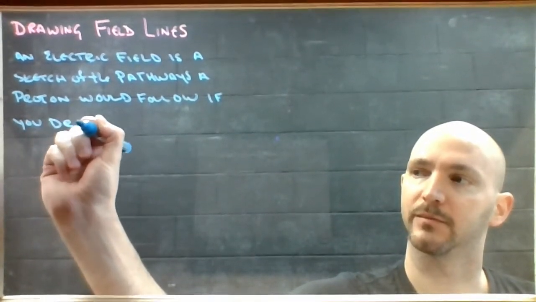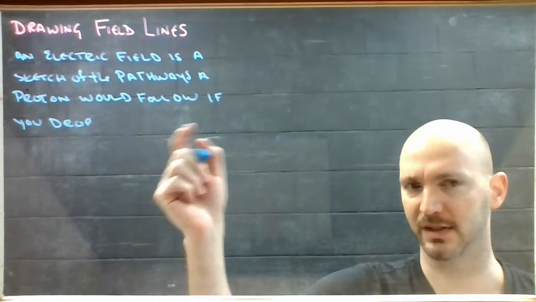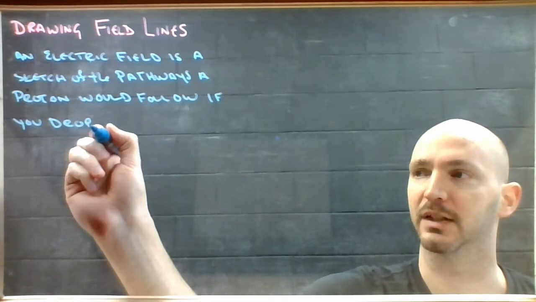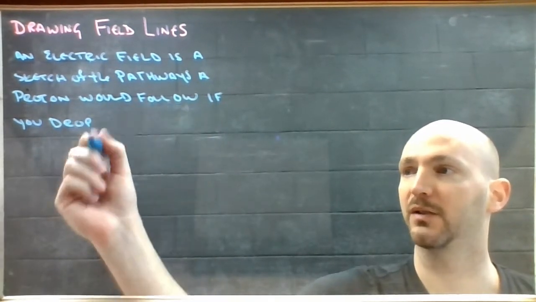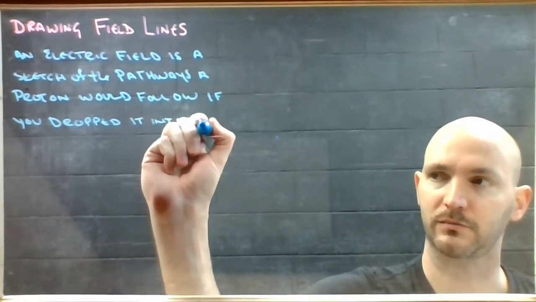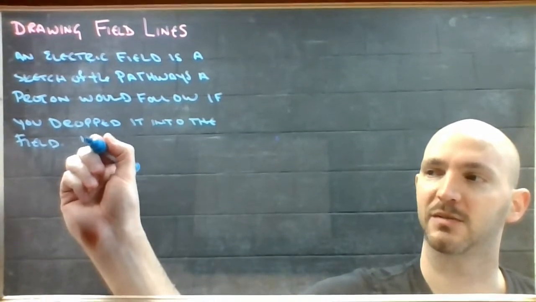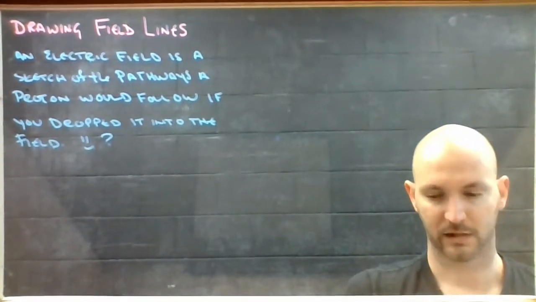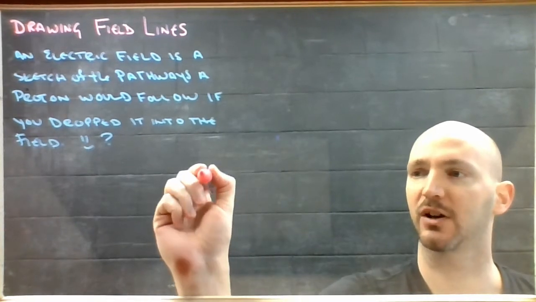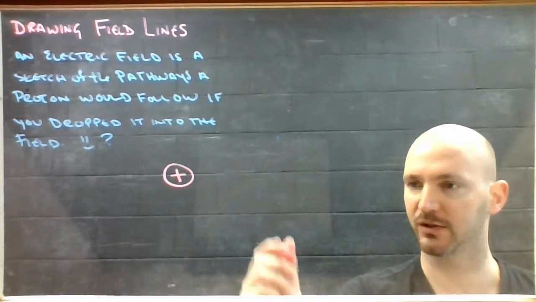Okay, now that uses the word field in the definition of field, which is a linguistic and logical fault. So we'll maybe draw a picture and then it'll make more sense. Okay, so what I'm going to draw for you is a positive charge here, and I'm going to draw a negative charge over here.